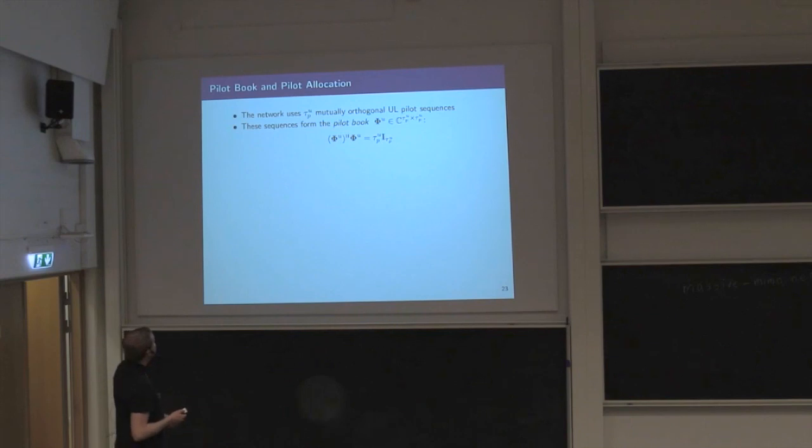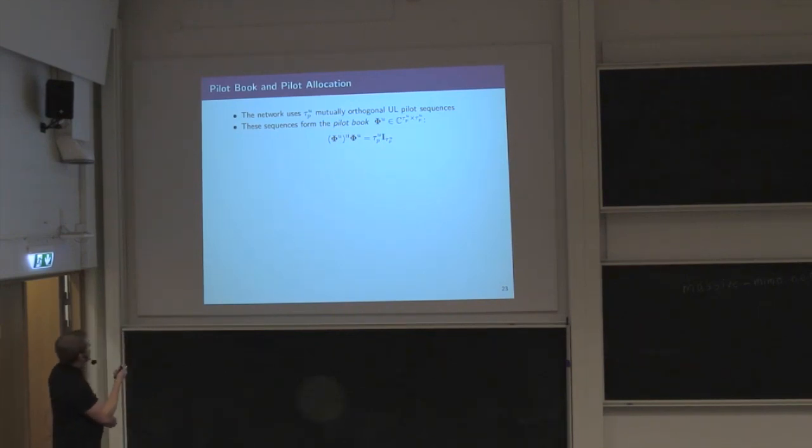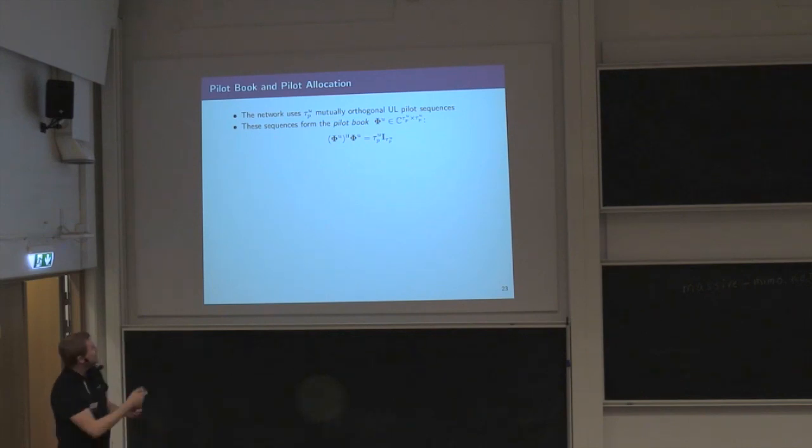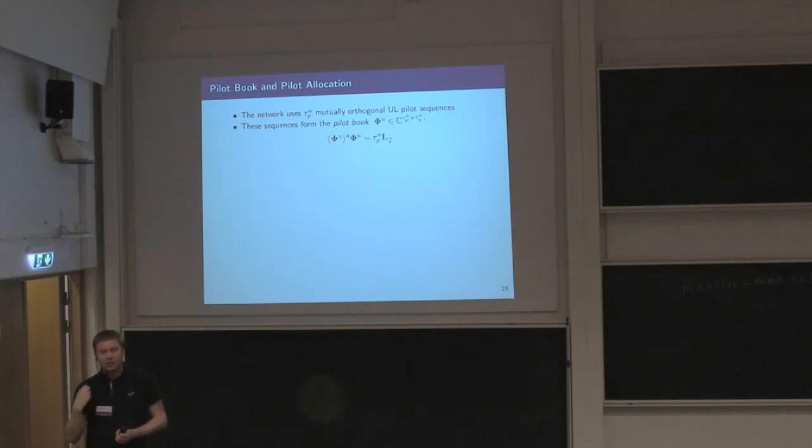What we can try to do is to say that my network has tau_pu mutually orthogonal uplink sequences that we put as the columns in a so-called pilot book. I just use the name code book and call it pilot book. So the columns here are the pilot sequences. And that means that since they are orthogonal to each other, if I take this matrix and multiply it with itself, in this way we get an identity matrix. And it's scaled in this way because I assume that each pilot sequence has a squared norm of tau_pu.